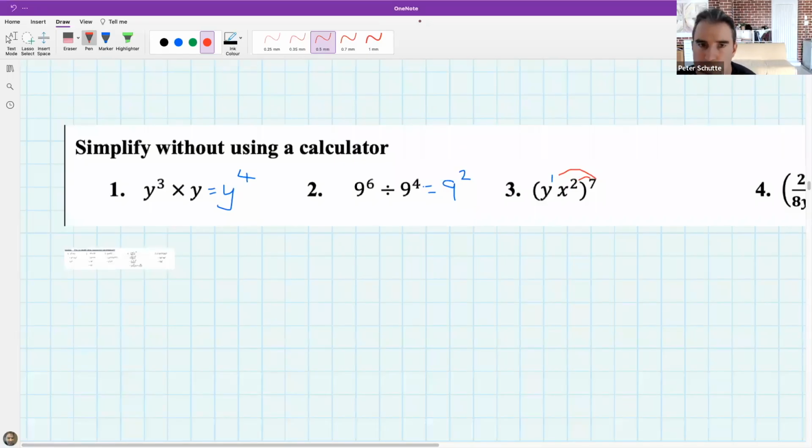Okay, so with this one, it's the third law, and I think the answer is going to be y to the power of 7 times x to the power of 14. And that's because the 7 gets applied to the 1, or multiplied, so it's 7, y to the power of 7, and then it's x to the 14.